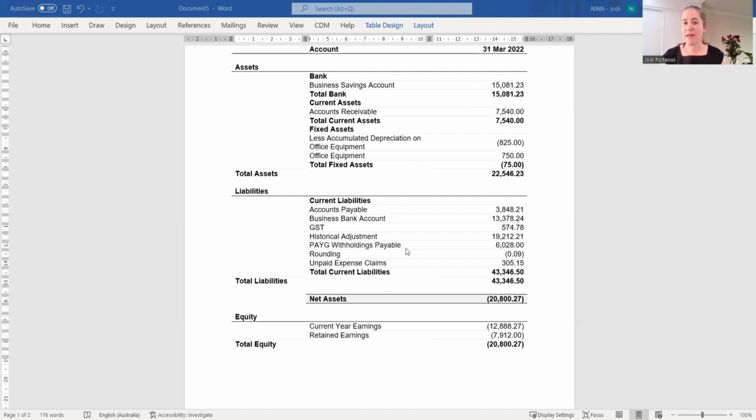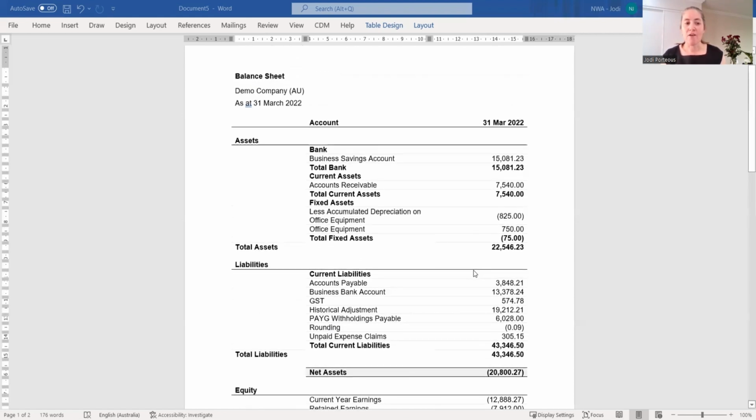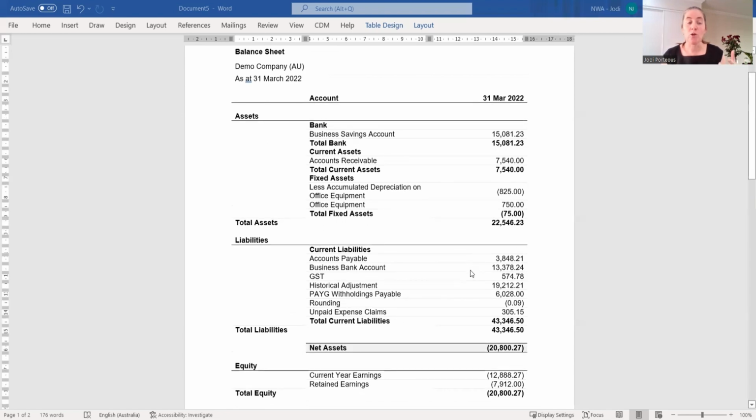Pay-as-you-go withholdings is your wages tax. So this is the amount you still need to pay to the tax office. So with your balance sheet, you want to have a good understanding of what you own and what you owe. And if all what you believe is true matches with this report, then you can rely on the balance sheet and you can rely on the other reports within your system as well.